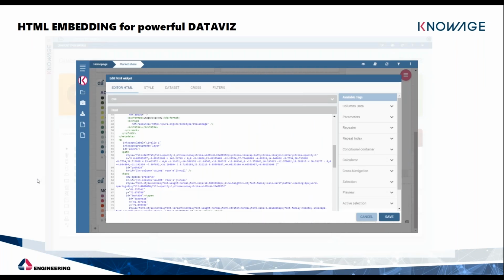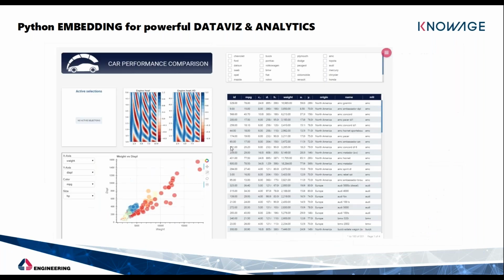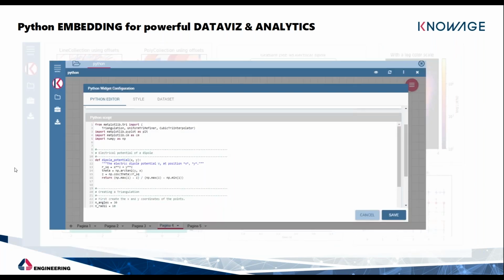As some of you might already know, there already exists the HTML widget that allows users to embed their own HTML script inside Knowage. And the Python widget starts from the same idea. But this time, instead of embedding HTML code, we're going to write R or Python script, but the idea behind is the same.